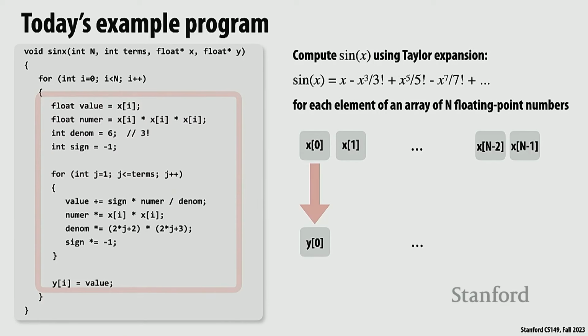What it does is it takes as input an array X. It reads n values from the array X. It writes n values to the array Y. And for every input value X, it computes the sine, or approximates the sine of X, given a numerical approximation using the Taylor expansion. So how it computes the sine of X doesn't matter.